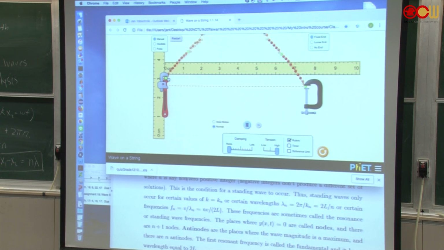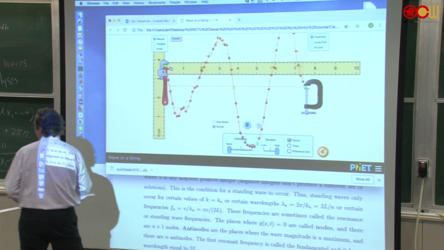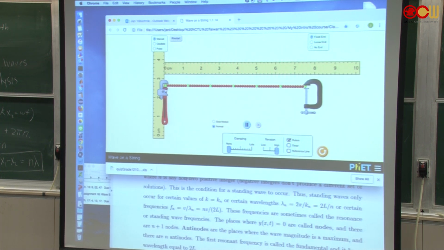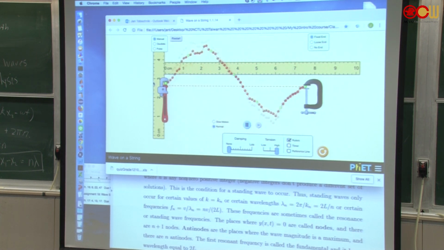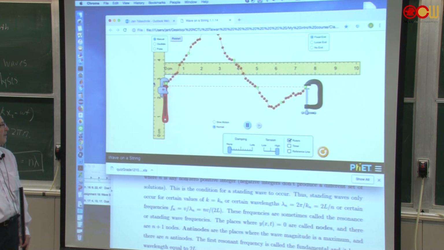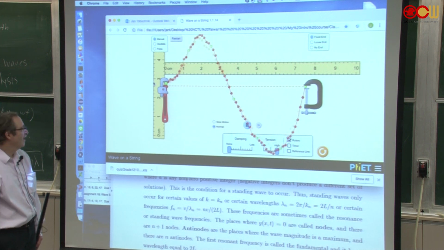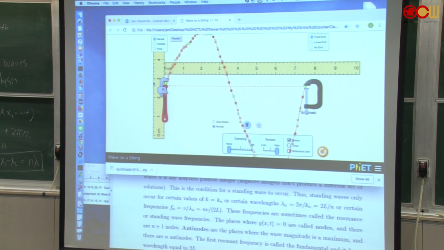Now let's see if I can get this second one. So it's not quite right, because it's moving, right? So it's moving back and forth. So it takes some skill to do this. I was able to do the fundamental pretty well, but getting the next one is not so easy. Let me try one more time. All right, that's not too bad. So there's the n equals 2 almost. I had n equals 1. That's pretty close to n equals 2, not perfect. Pretty close.